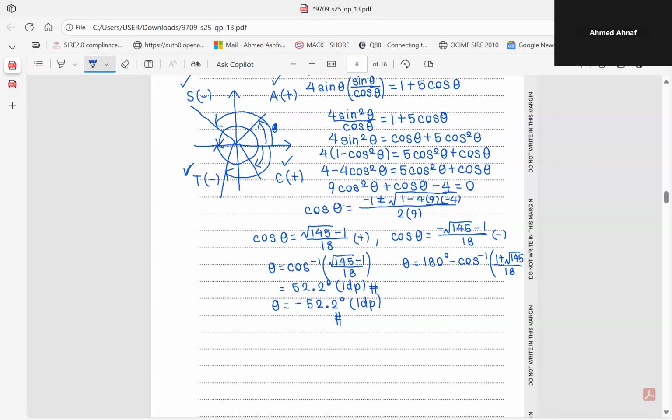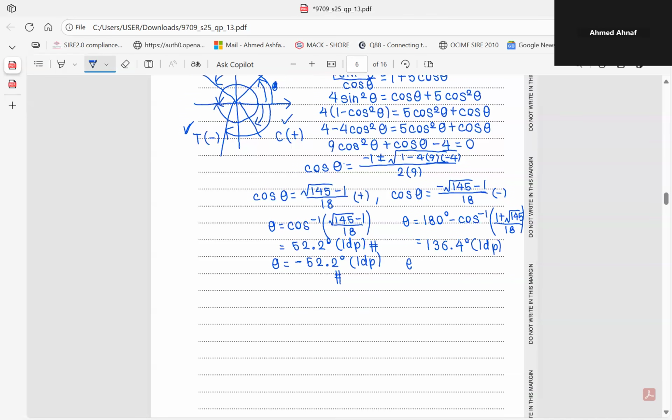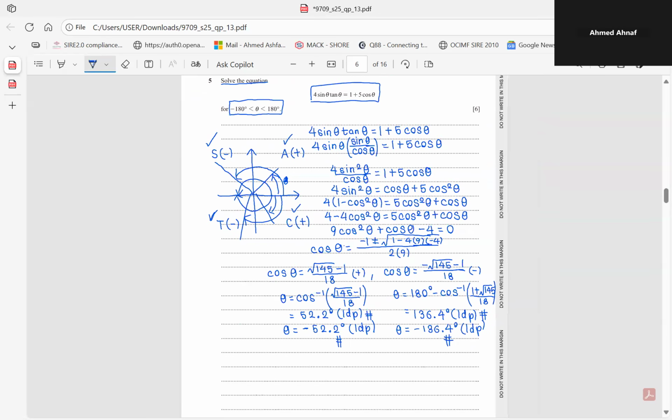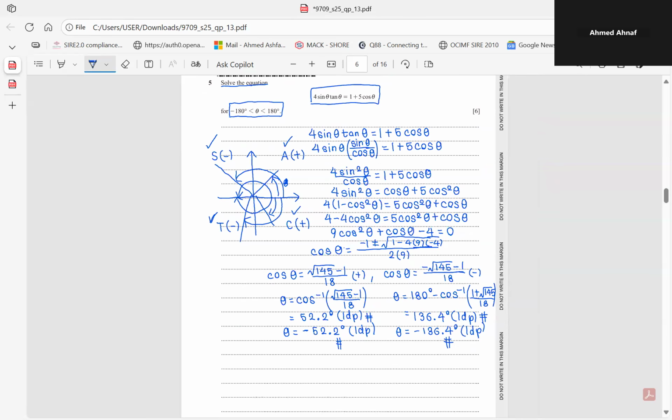Just factor out negative 1, and you would get 136.4 degrees to 1 decimal place. And then for your second value, it would be the same magnitude, but with a minus sign, since it's also an obtuse angle. So this would just be minus 136.4 degrees to 1 decimal place. So these two are our final two answers, and these are our final four solutions for this equation.